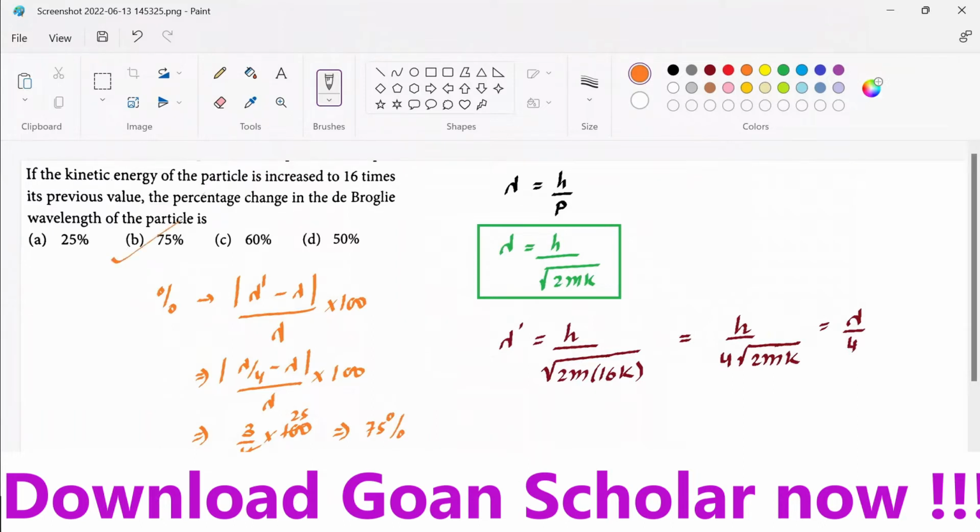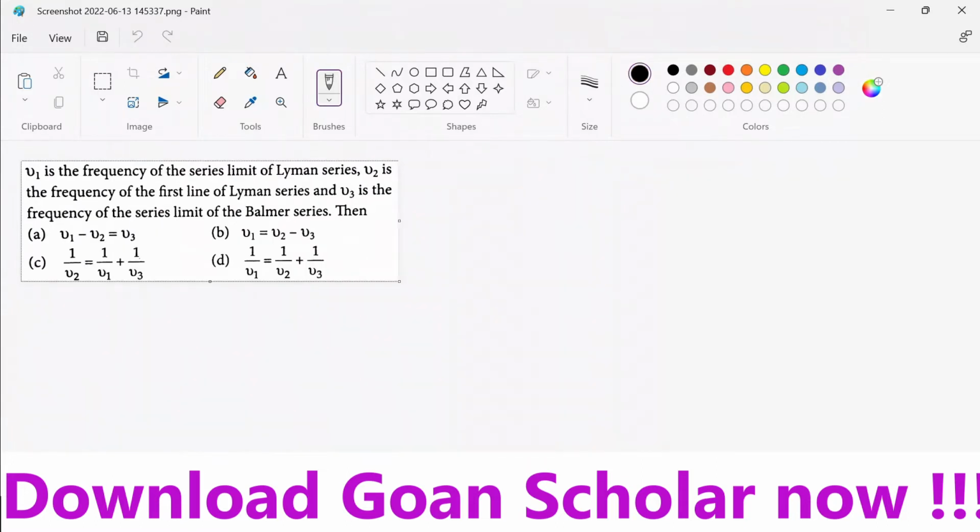So what is the change in the de Broglie wavelength? 75% of its original value. Let's move to the next one. Question number 3 over here. Great. So question number 3 on the screen.